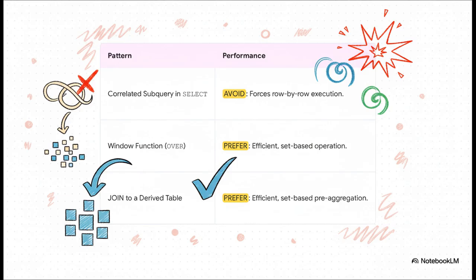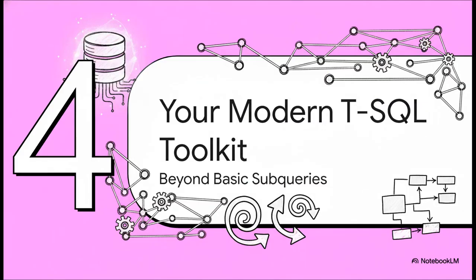Instead, modern SQL gives us way better tools. You should always prefer using window functions with the OVER clause, or maybe a join to a derived table that's already done the aggregation. Both of those are set-based, and they are worlds more efficient. And speaking of modern tools, let's talk about one of the most powerful operators in the T-SQL toolkit. It's designed to solve exactly these kinds of complex for-each-row type problems in a really elegant way.